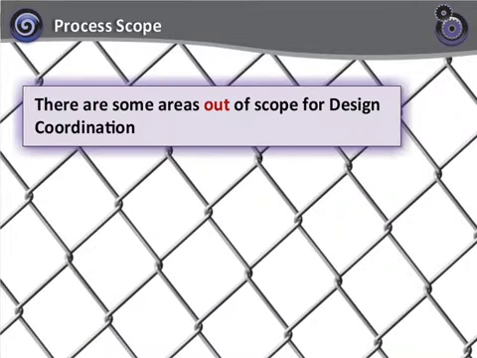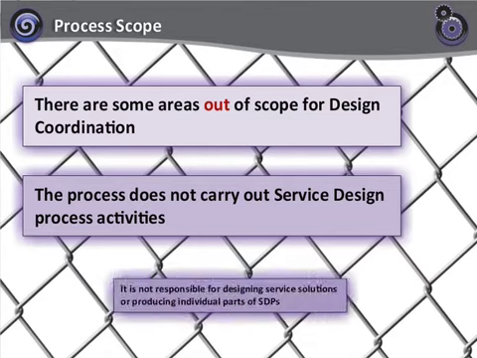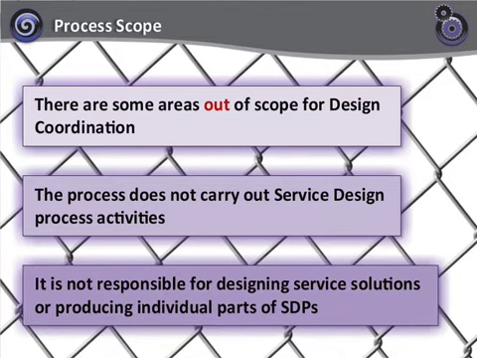There are some areas specifically out of scope for design coordination. The process does not actually carry out service design process activities, it only coordinates them. It is not responsible for designing service solutions or producing individual parts of SDPs, but makes sure that this happens correctly.